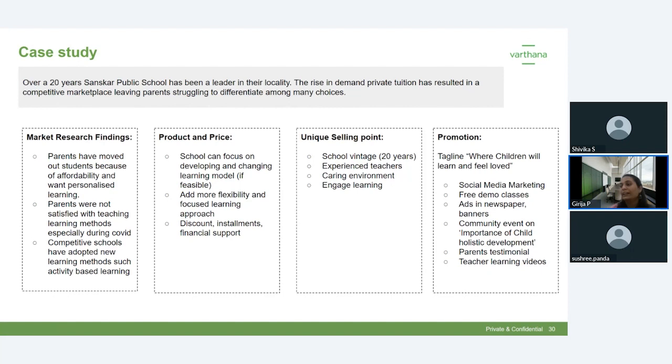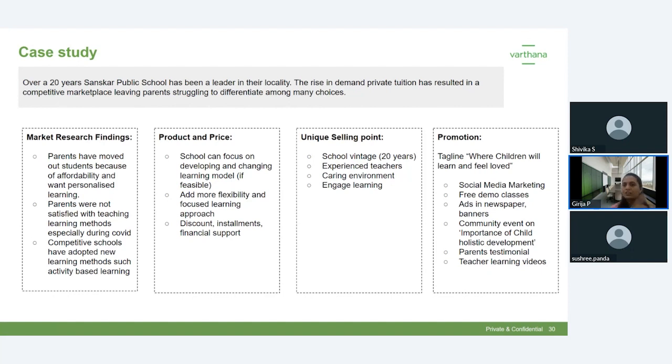They can conduct a community event on the importance of child holistic development. Because if children only go to tuitions, they are not developing holistically. Other things are also important. Other extracurricular activities are also important to develop the child. And they can use satisfied parent testimonials. They can send out teaching-learning videos.